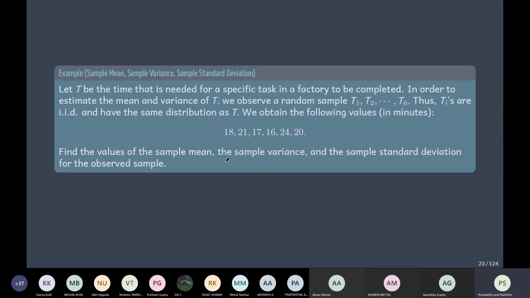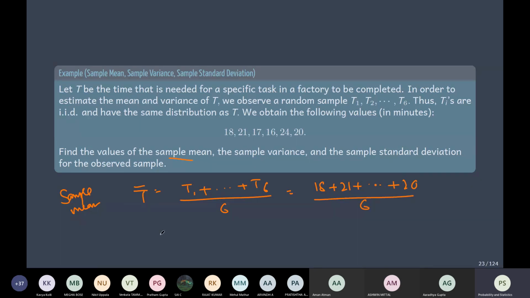So we are given the samples. Random samples T1, T2, T3, T4, T5, T6 are given to us, and from there we have to compute the sample mean. So sample mean is very easy. The sample mean is just T1 plus dot dot dot plus T6 divided by 6. So this will be 18 plus 21 plus dot dot dot plus 20 divided by 6. So yeah, you can calculate this.